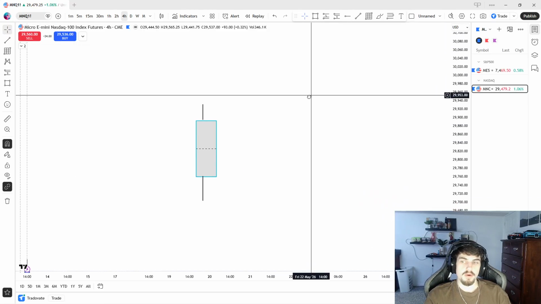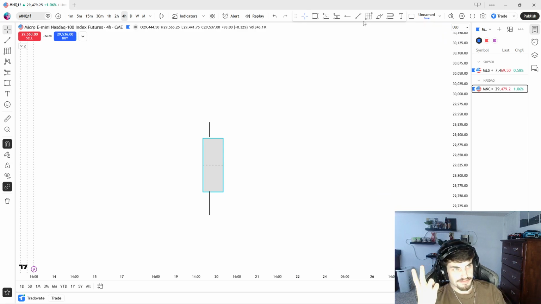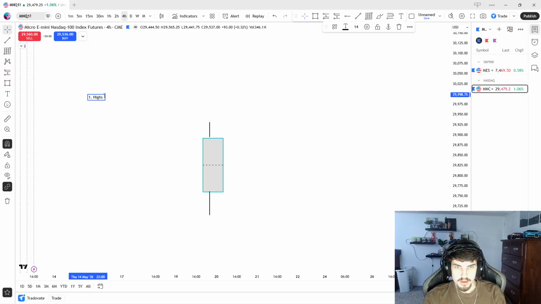What do we need for draws on liquidity? Where can they be? So you guys know about our trends. You know about our highs and lows, so you know about highs and lows of candles. You know about trends and when they change. And you also know about opens and closes of candles. What we are going to be focusing on for draws on liquidity is the highs and the lows of candles.